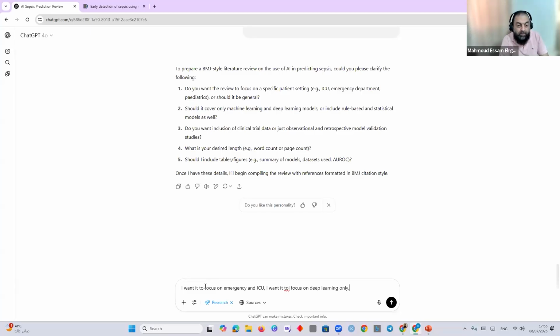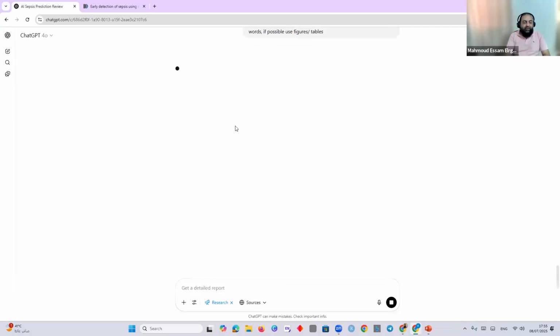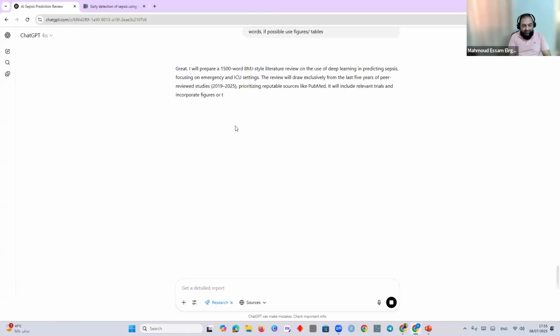Deep learning only. Do you want inclusion of clinical trials data? Yes, include all the previous trials. What is your desired length? Not more than 1,500 words. Should I include tables and figures? If possible, use figures and tables.